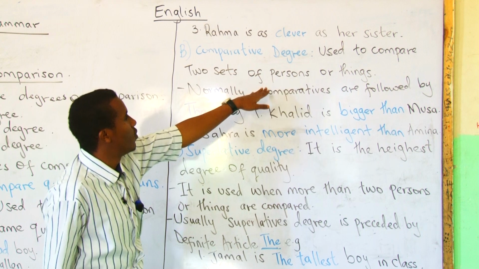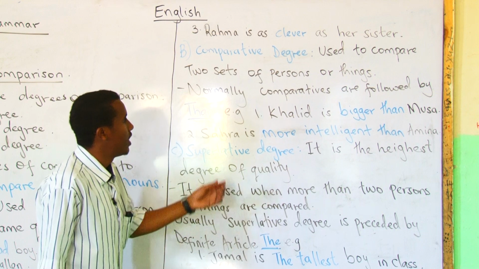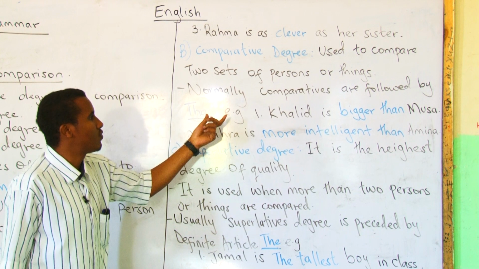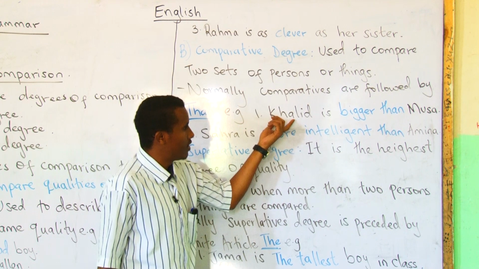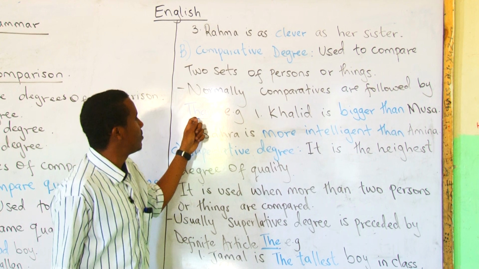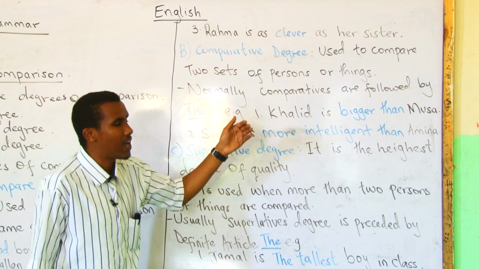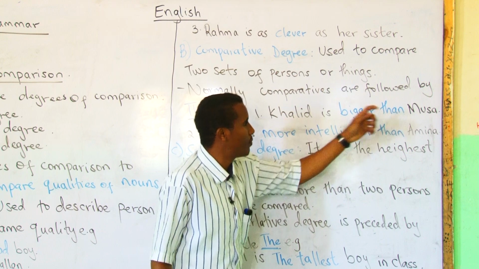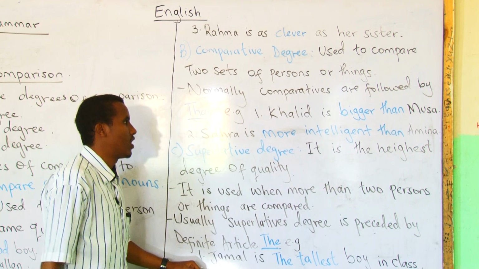In this comparative degree we have two persons or things being compared. Comparatives are normally followed by than. For example, Khalid is bigger than Musa. There are two people there, Khalid and Musa. Normally comparatives are followed by than, so this is the comparison: Khalid is bigger than Musa. That means there are two people, and than is used there.